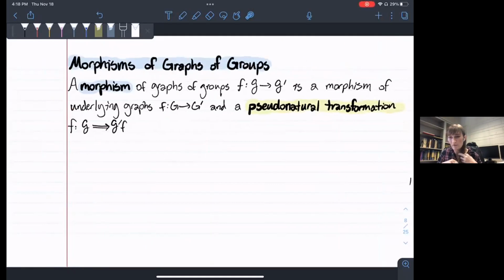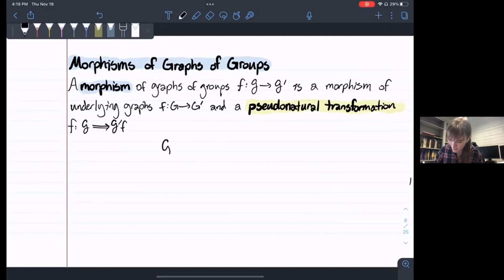Well, if a graph of groups is a functor, then a morphism of graphs of groups should be some sort of natural transformation of functors. In fact, it turns out the right definition is a pseudo-natural transformation, which is just more words, for which I am sorry. But let me say there's a diagram that commutes. It's a square. Let me draw the square.